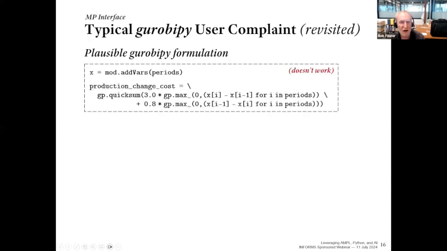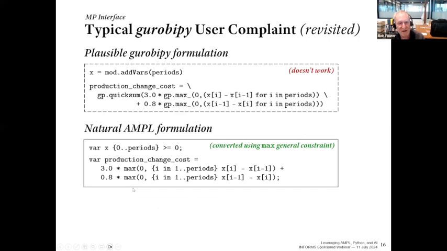So now to revise this, here's what the user wanted to write, didn't work, but you can write that in AMPL in almost the same way. It's actually a little simpler. And this you can send to Gurobi, and it's just converted using the max general constraint automatically. So you can just write it the way you thought about it. And if you want to send it to a different solver that doesn't have these general constraints, then our same interface will linearize it instead before sending it to the solver.